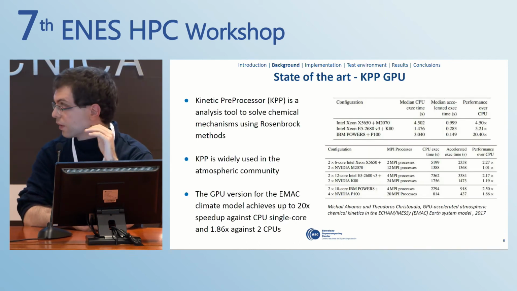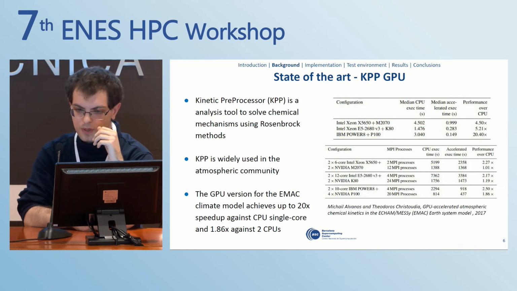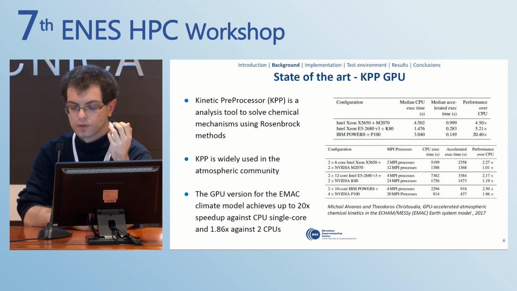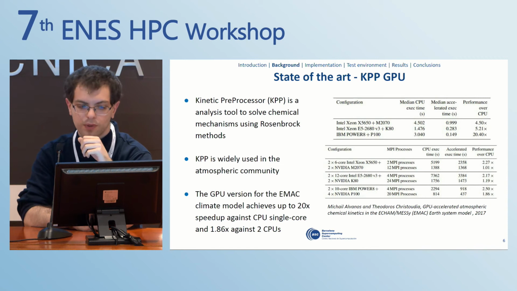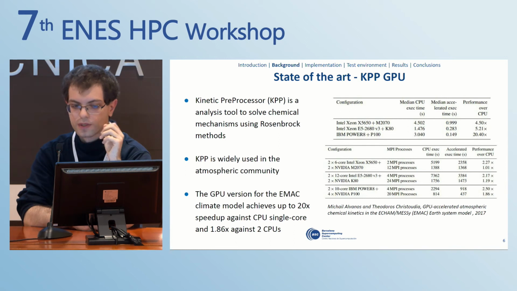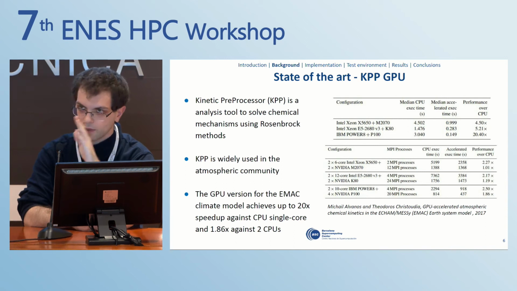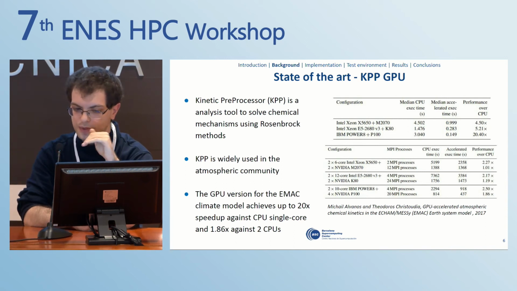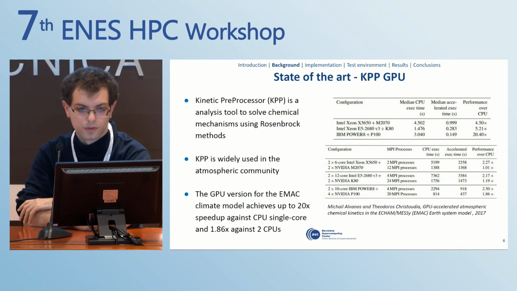As a state-of-the-art introduction, I will mention the KPP GPU chemical module. The Kinetic PreProcessor is an analysis tool to solve chemical mechanisms using Rosenbrock methods. This is widely used in the atmospheric community, so I'm taking it as an example for this reason. And the GPU version for the EMAC climate model achieves up to 20 times speedup against a single CPU core and 186 against 2 CPUs. In the left and right images, we can see the full table with the speedups and the comparison. So we'll take this as a reference.